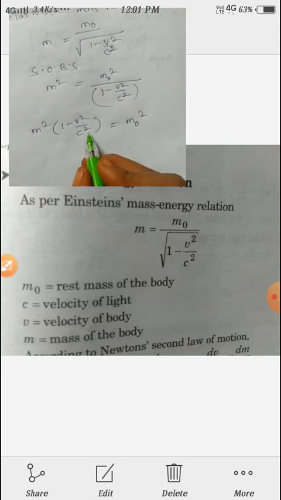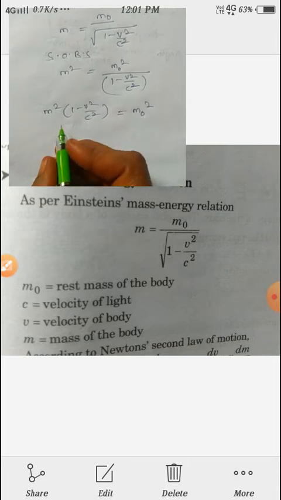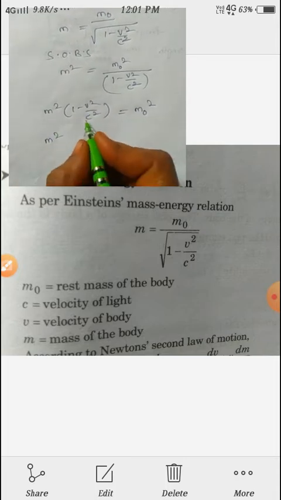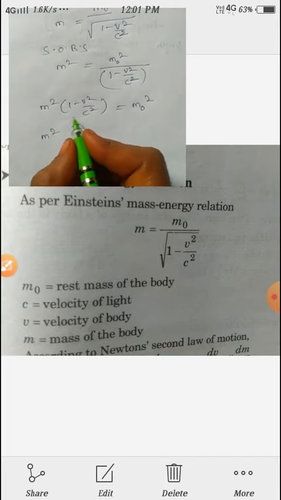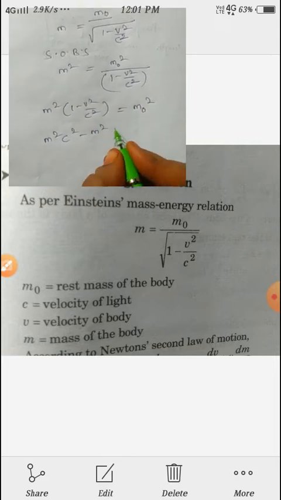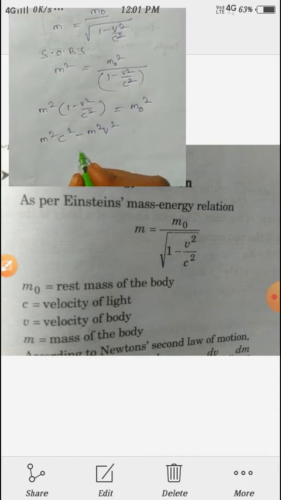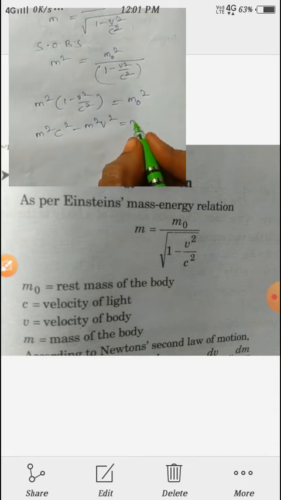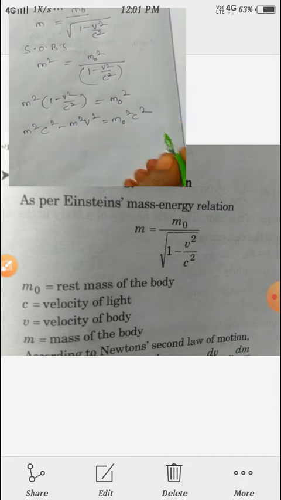So LCM: c square minus v square by c square. Multiply by m square inside: m square c square minus m square v square by c square. Taking c square to the other side, it becomes m naught square c square.